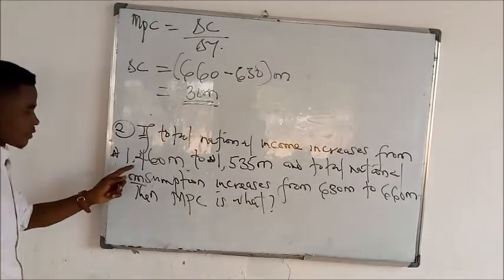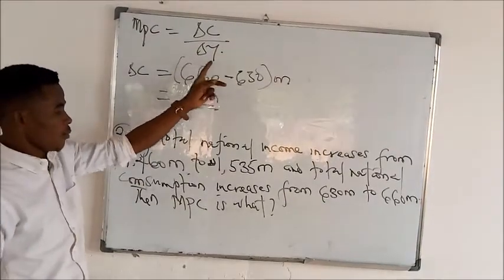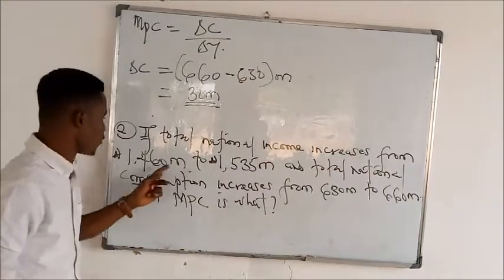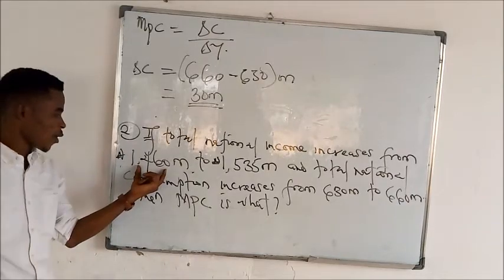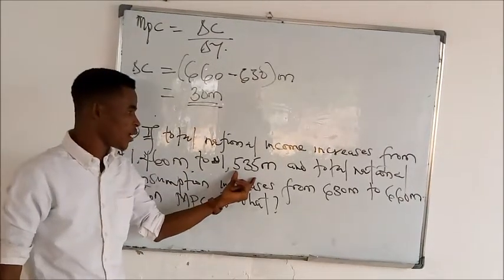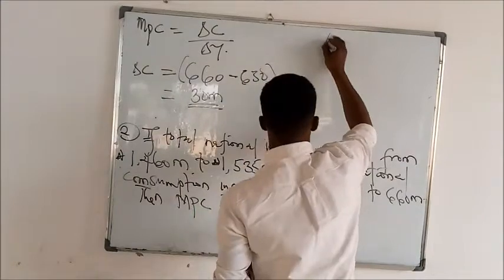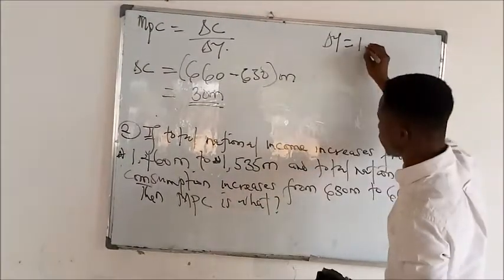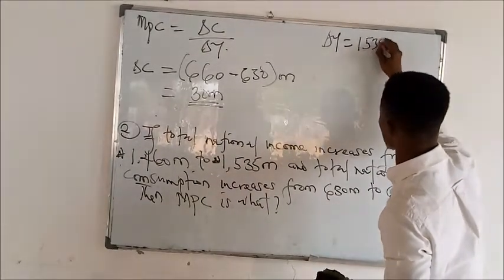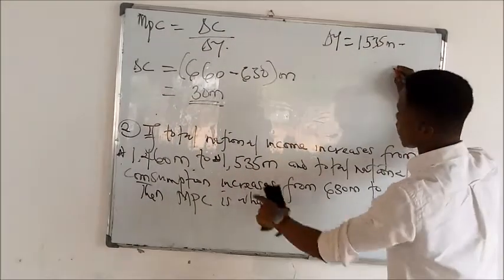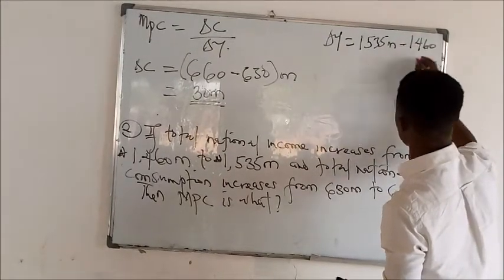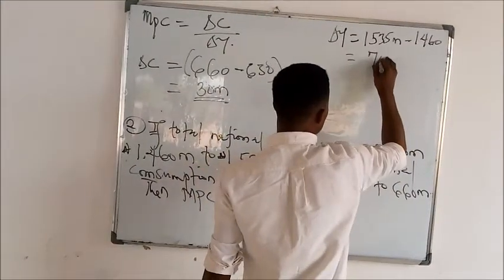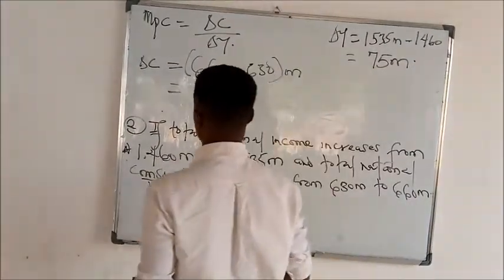Then, let's calculate change in income. If total national income increases from 1,460 million to 1,535 million, change in income is equal to the new one, 1,535 million minus 1,460 million. What will be our answer? 75 million naira.